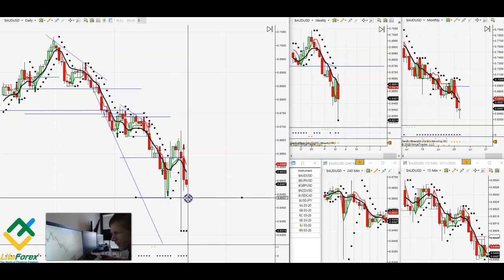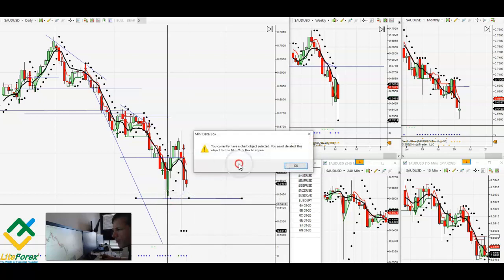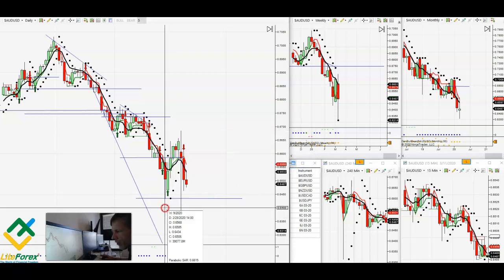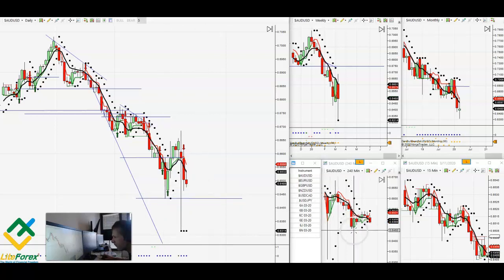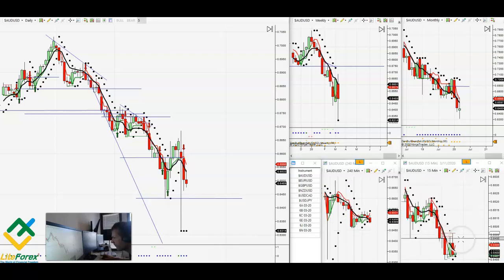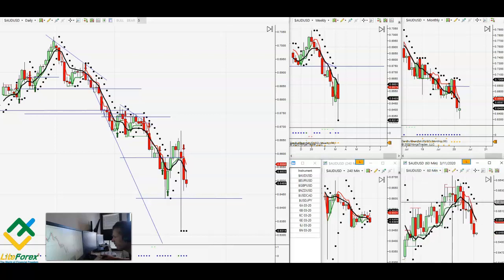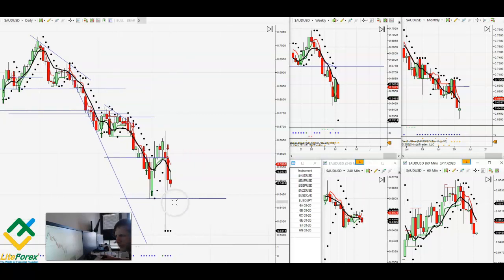Let's see if this low can get taken out, the low made on February 28th, which was 0.6434. Let's see if that price can get taken out. The 240 and the 15. We got the 15. We got the 60 up here. Now the 60 is telling me we're going to get a bit of a rebound next. The 240 is definitely setting up bearish. But yeah, I'm going to continue to be bearish on the Australian USD.